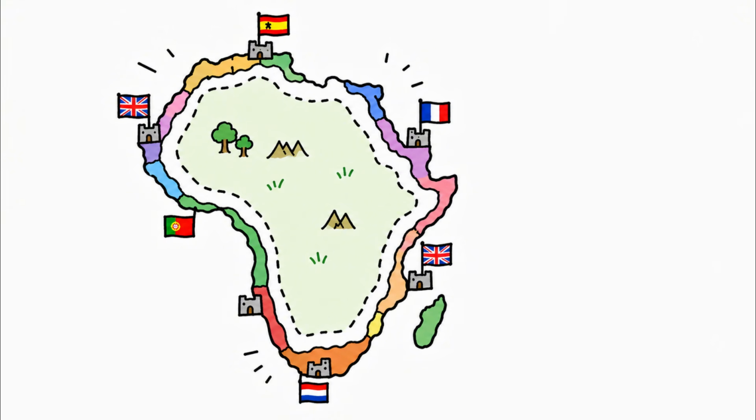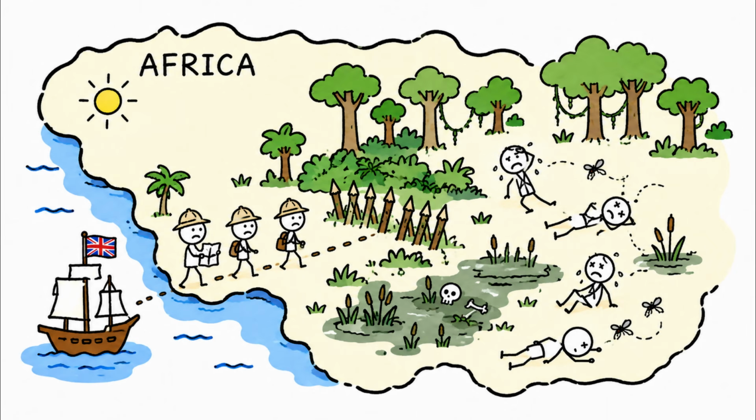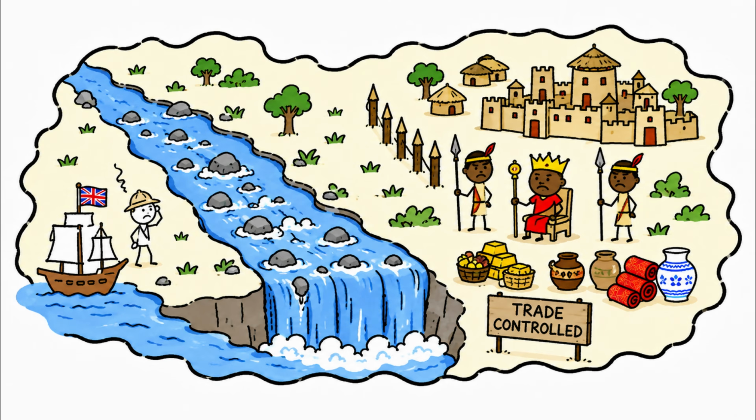European powers gradually built coastal trading posts from the 15th century onward. For centuries, however, most European control remained near the coast. The interior was difficult for Europeans to enter. Tropical diseases killed large numbers of outsiders. Rivers were not always navigable. Powerful African states controlled trade and territory.